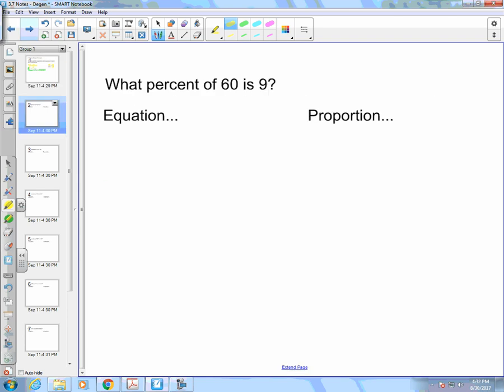What percent of 60 is 9? We're going to do this two ways. We're going to do both the equation and the proportion. What percent of 60 means we're going to multiply by 60, is 9, so equals 9. So we're trying to find x percent of 60 equals 9.